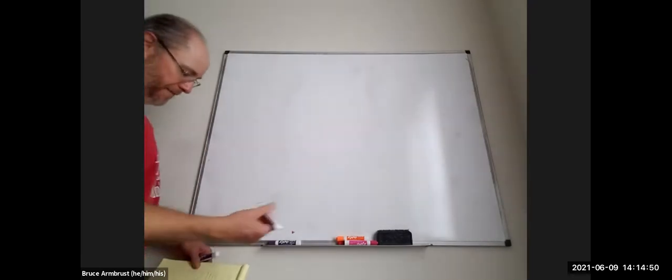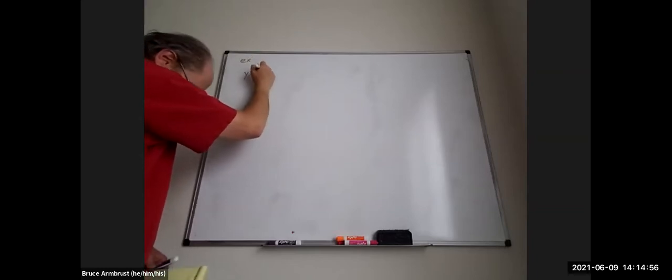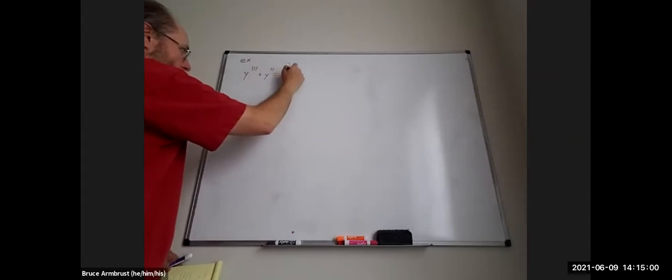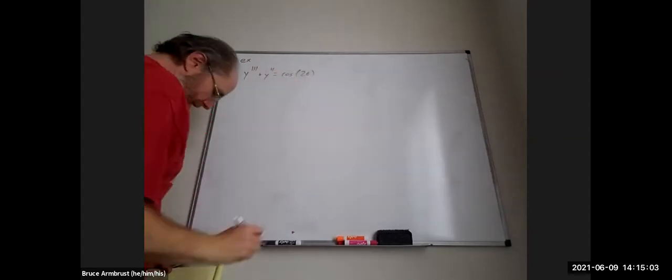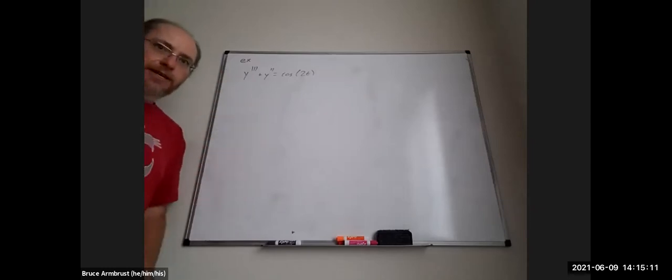Okay, so let's actually do one of these undetermined coefficients. Let's say we've got y triple prime plus y double prime equals cosine of 2t. And this is good review for doing the undetermined coefficients anyway, because it's been a while.